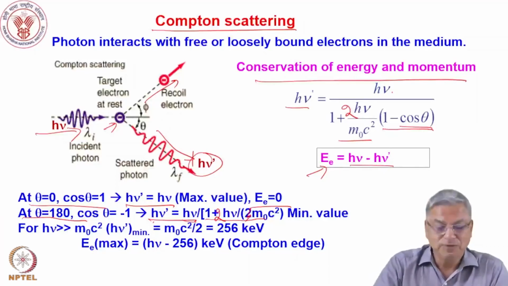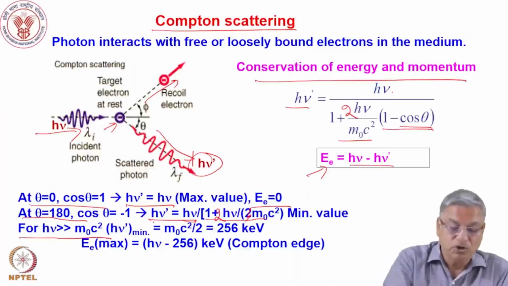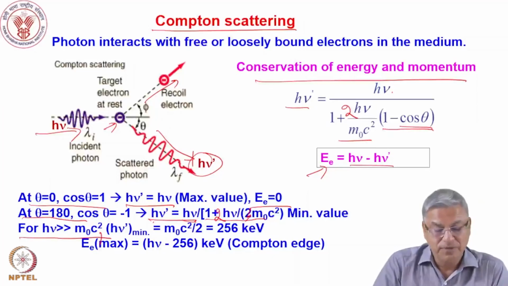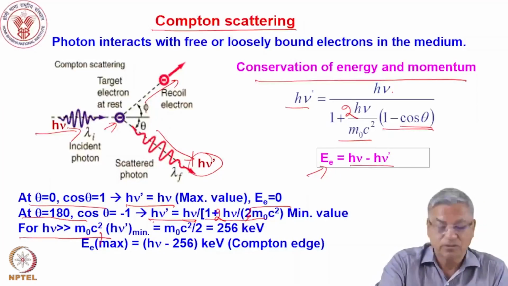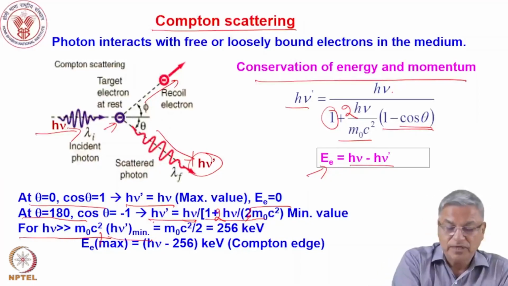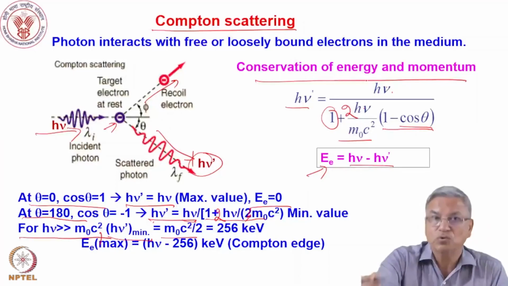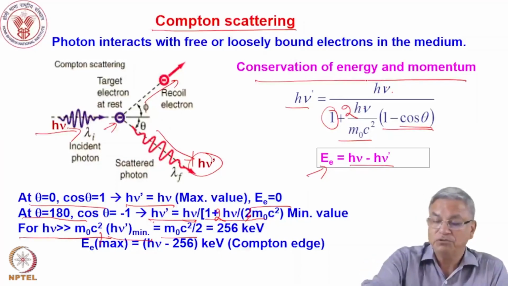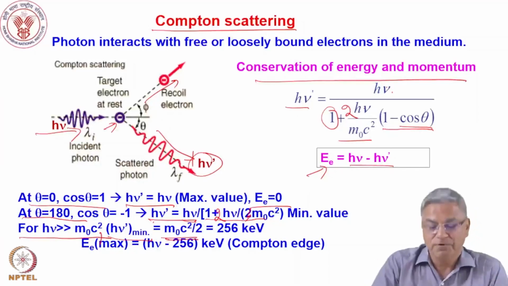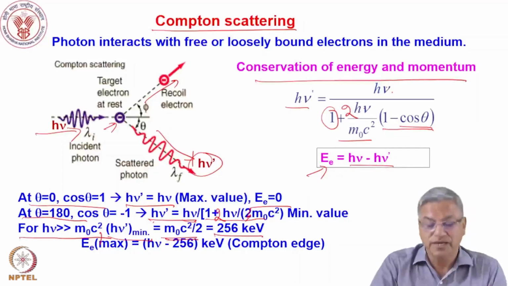Now let us do some simplification. If the gamma ray energy is much higher than the rest mass energy of the electron, m0 c square, which is 0.511 MeV, you can neglect this term. Then h nu dash becomes m0 c square by 2, because the h nu cancels. m0 c square is nothing but 0.511 MeV or 511 keV. Half of it will be 256 keV.